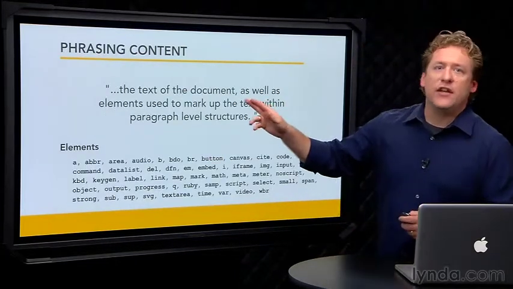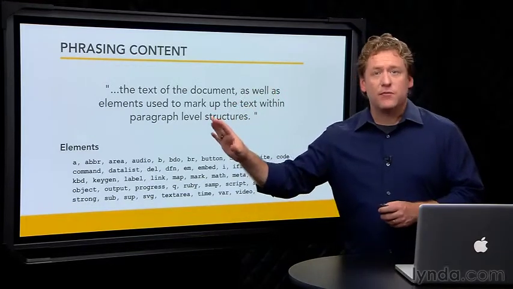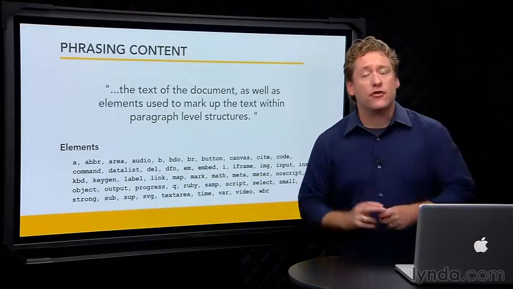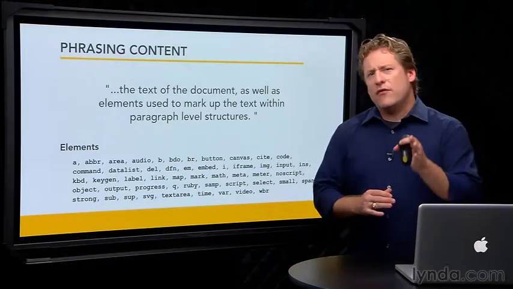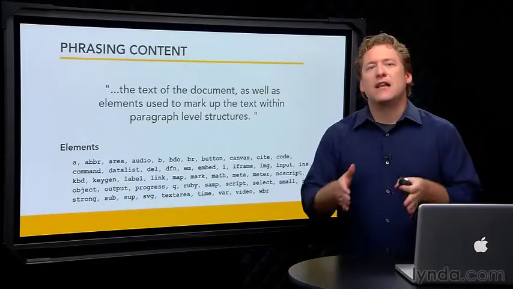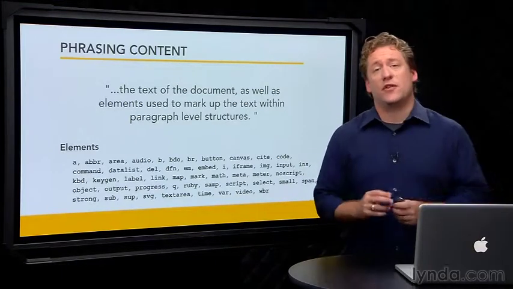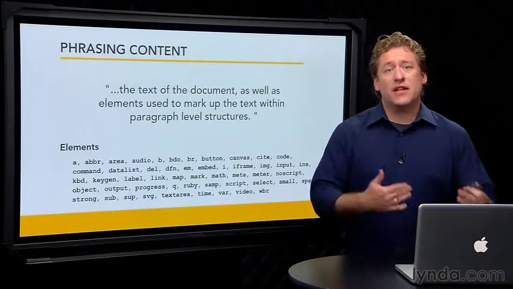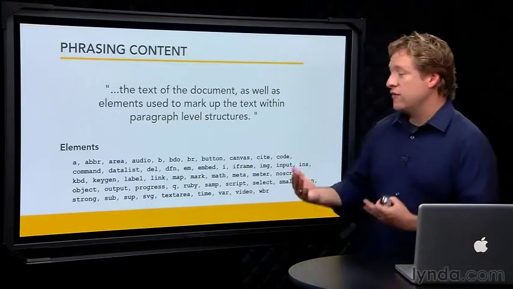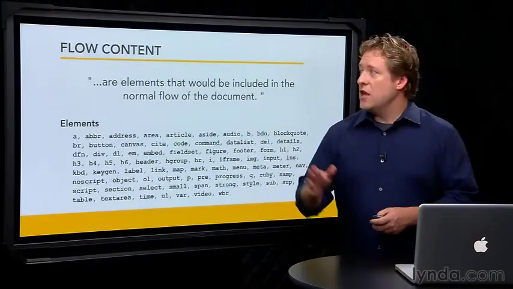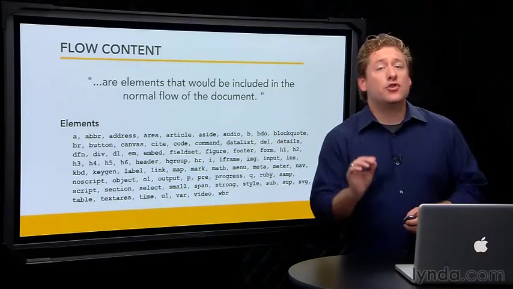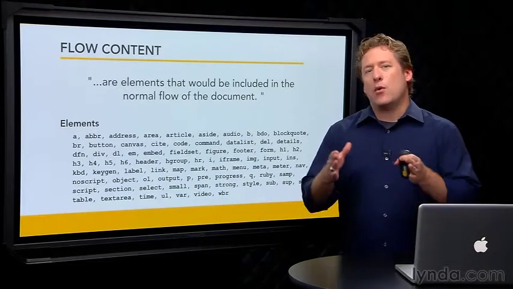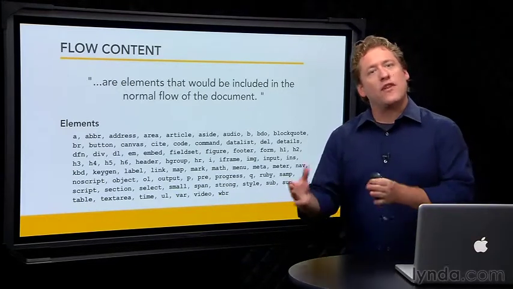Phrasing content is the text of the document, as well as elements used to mark up the text within paragraph level structures. In many ways, phrasing content is the same as inline level elements from the HTML4 specification. Sample elements include the anchor tag, the image, label, mark, span, and strong tags. Flow content contains the majority of elements in HTML5. Think of these elements as elements that would be included in the normal flow of the document.